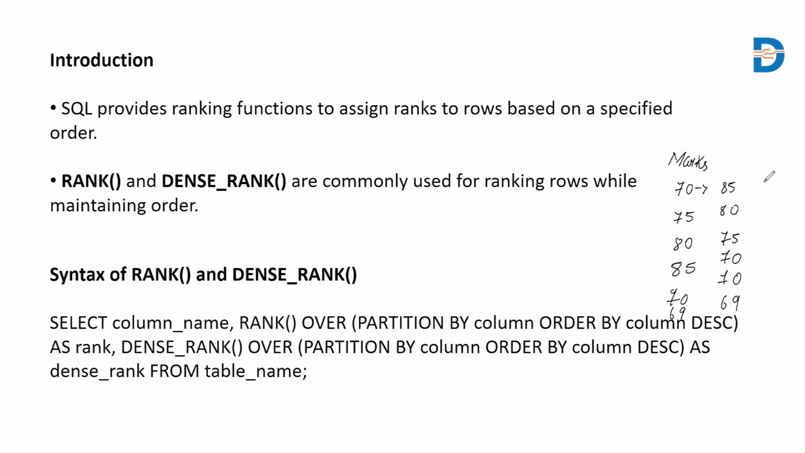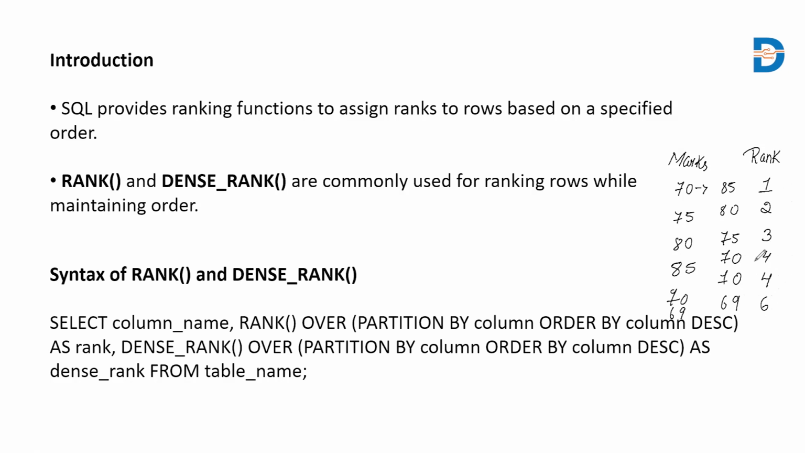So what will rank do? It will assign 1 for 85, and for 80 it will assign 2. For 75 it will assign 3, and 4 for 70. And again, the one who scored the same marks will get 4th rank only. But the one who scored 69 will not get the 4th rank. The rank the person will get here is 6th rank. 5th rank we will not be giving for the one who scored 69. The rank will be 6th.